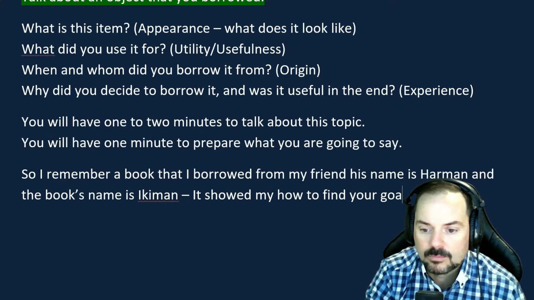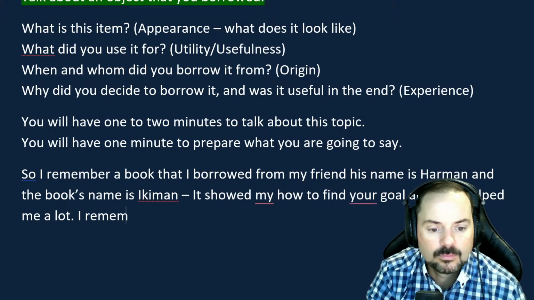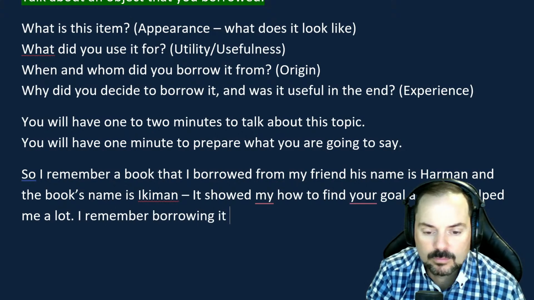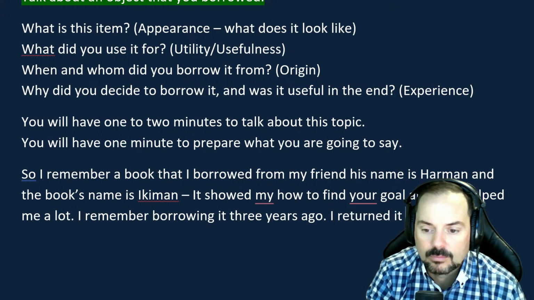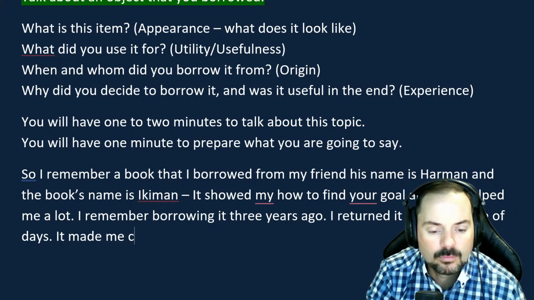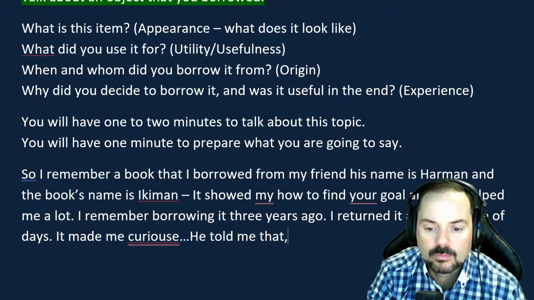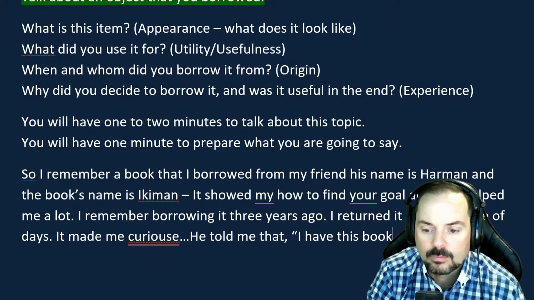I remember borrowing a book like 3 years ago, and I returned it just after a couple of days. Eventually I started looking for that book because I saw a lot about it at that time. So it made me curious. Why are so many people reading this book? So I looked it up on the internet, and eventually my friend came to me, and in talk, he told me that he has this book. You don't need to buy it. So I took it from him and I gave him one of my books.